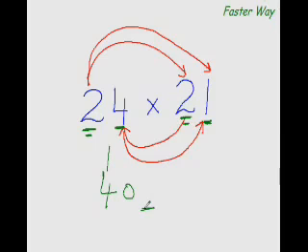Now to get the last digit, all you need to do is multiply the last digits of both the numbers. 4 times 1 is 4. So your answer is 504. And once again, the advantage of using this method is that you are getting the answers from left to right, the most significant digit first.